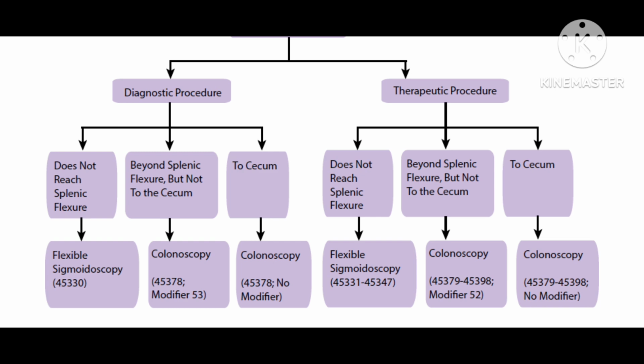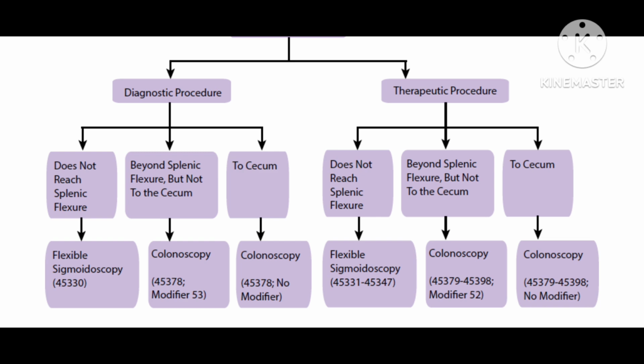So this guideline is very, very important for the exam, because in the exam many times they ask a separate question or a coding guideline question like this. What is the modifier you will use if the colonoscope does not reach the cecum but it has crossed the splenic flexure? And if it is a diagnostic procedure, what is the modifier you will use? And if it is a therapeutic procedure, what is the modifier you will use?